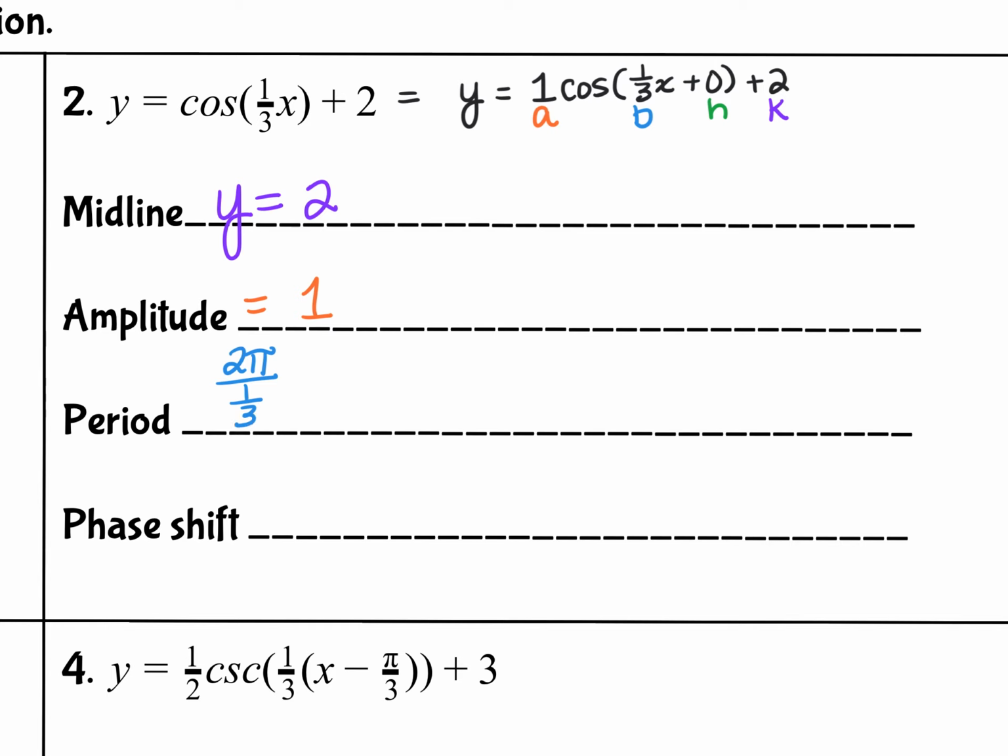Now we've done a lot of work with these complex fractions. This is the same thing as saying 2 pi times the reciprocal of 1/3, which is 3. So the new period for this function is 6 pi. And then finally our phase shift, there isn't one because it's 0.